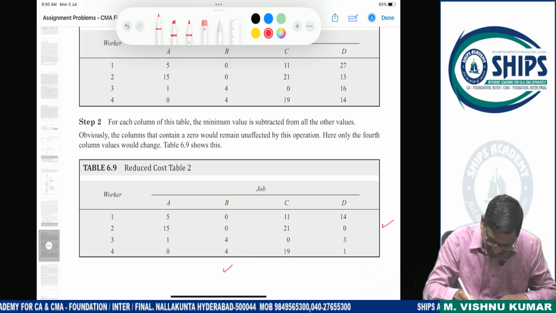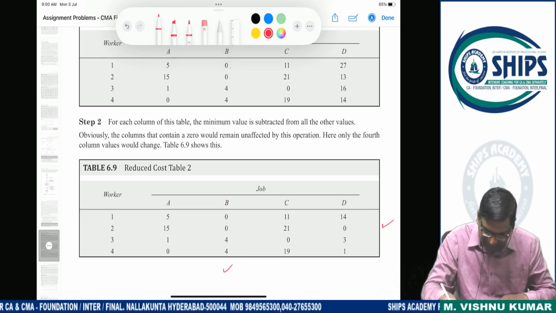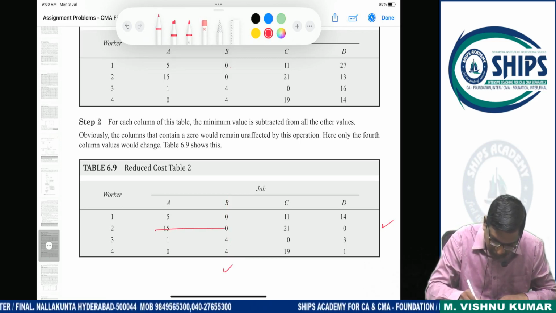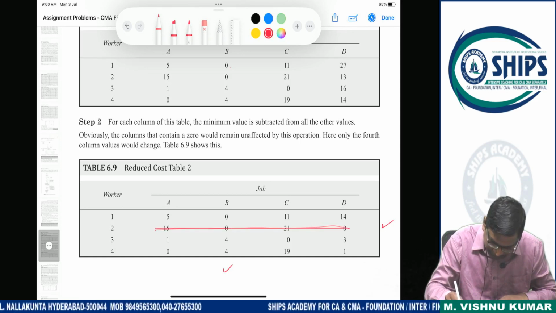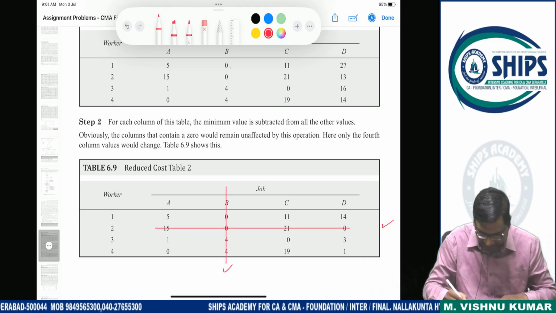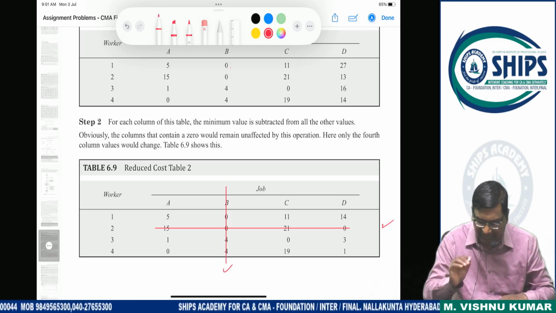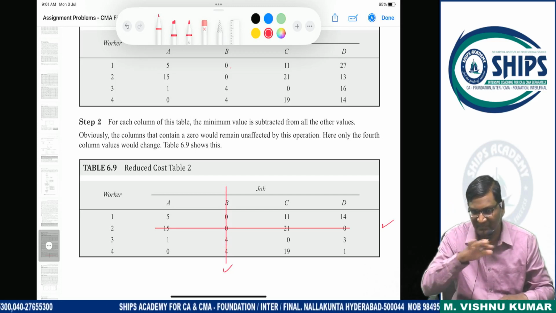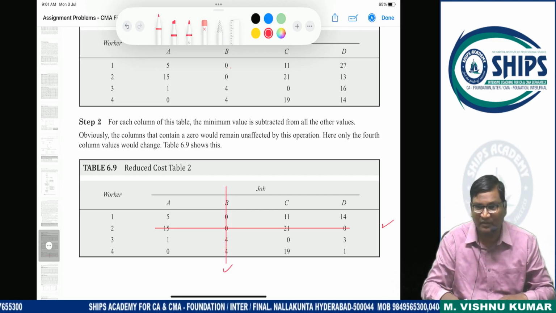So 2 zeros are coming here. In the second row, 2 zeros. In the second column, 2 zeros. So first I will cover this row, then this column. Okay. This is the trick: where the number of zeros is more, first that row and that column should be covered.